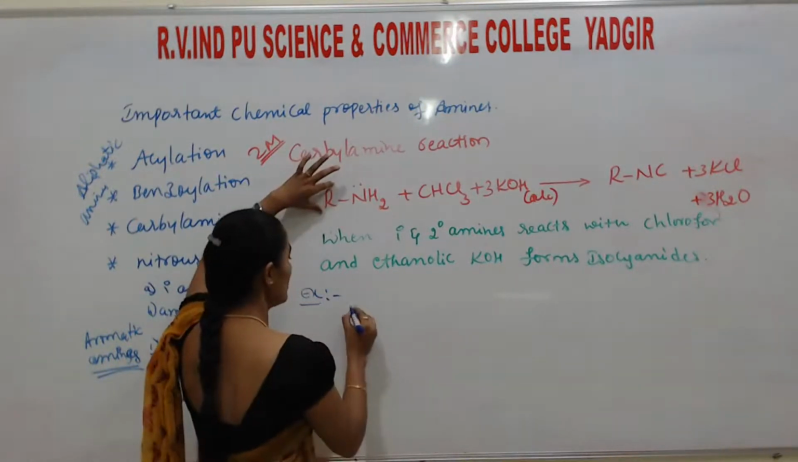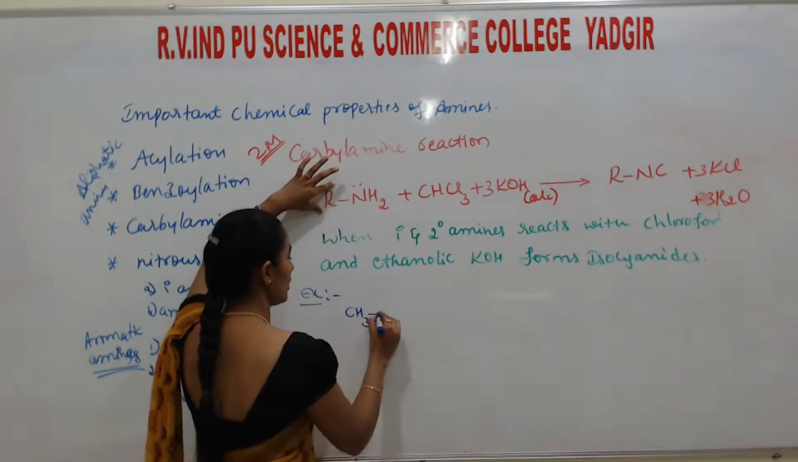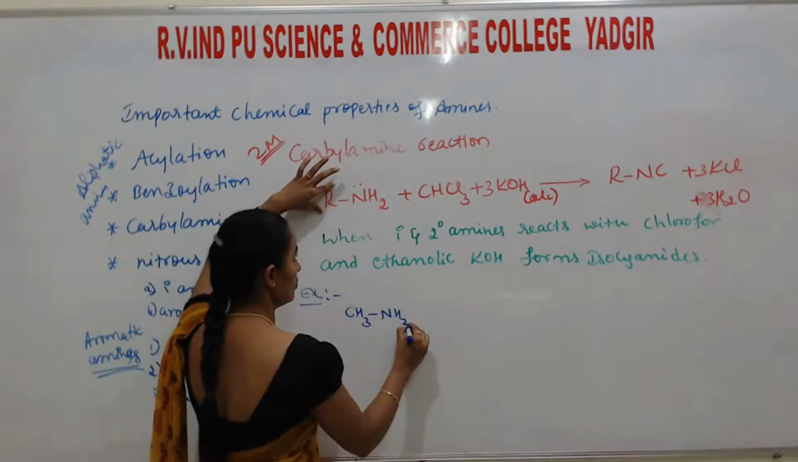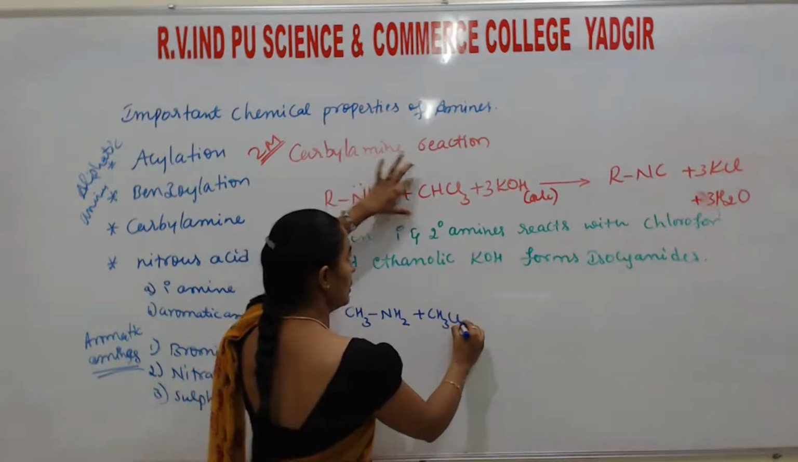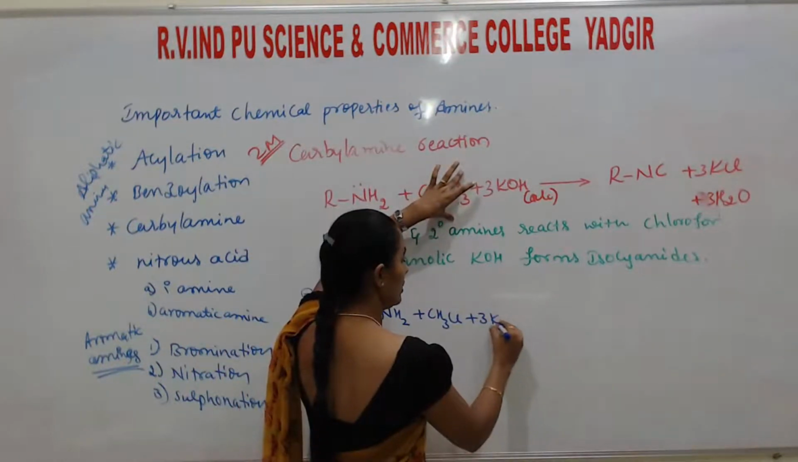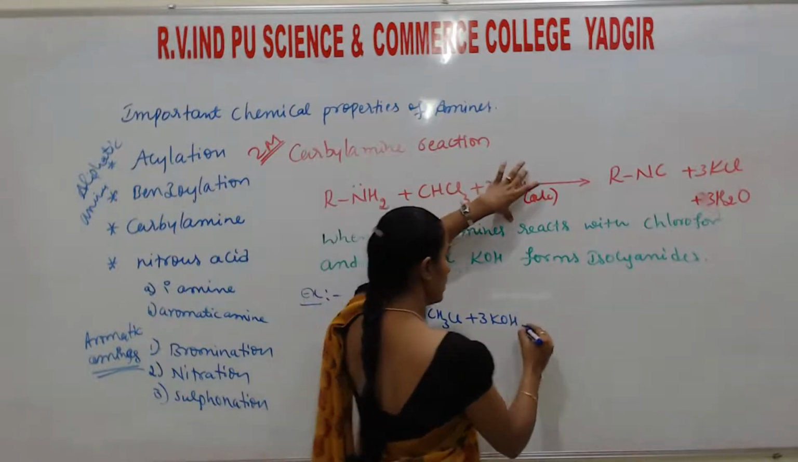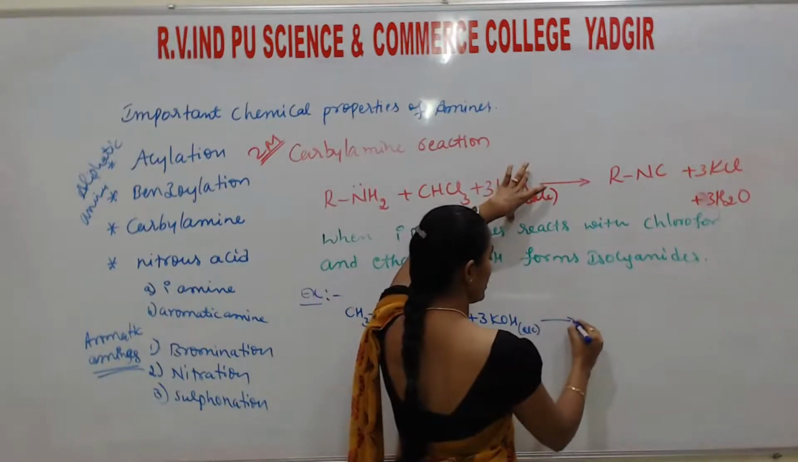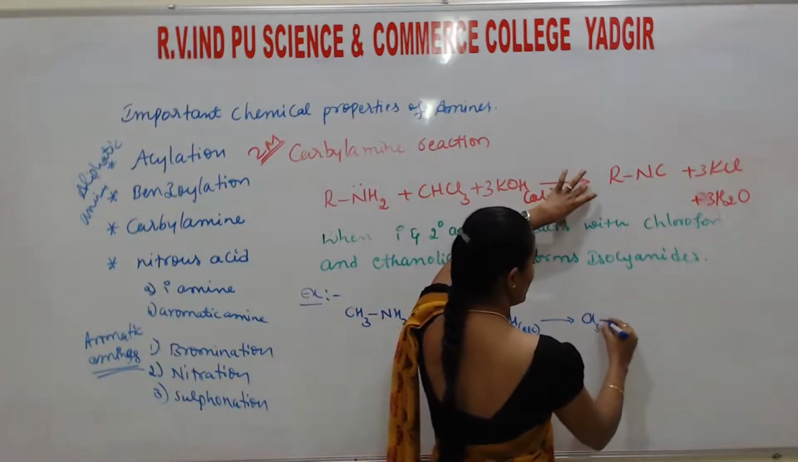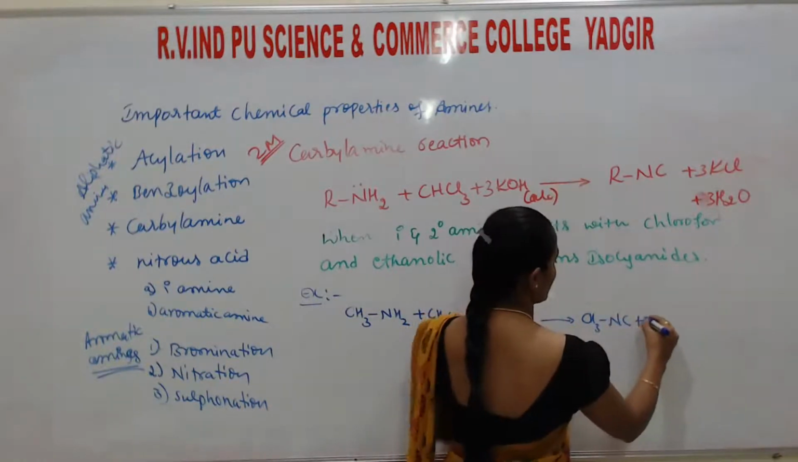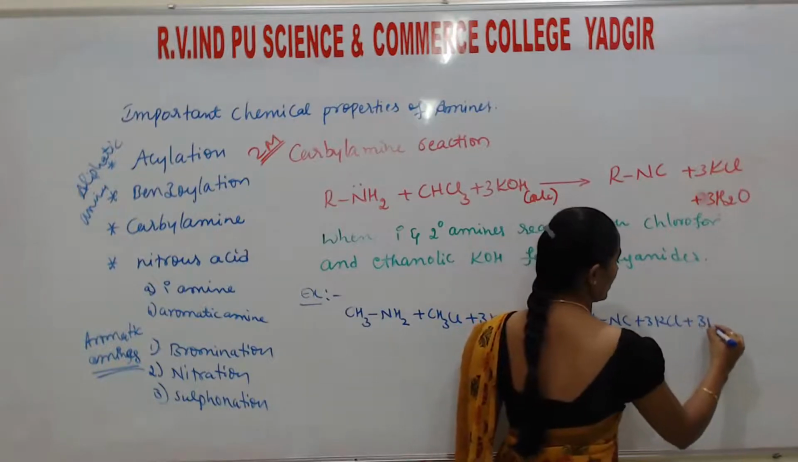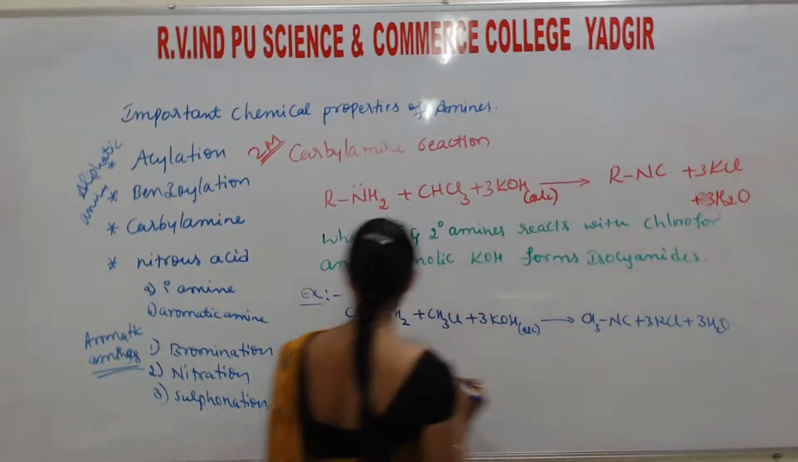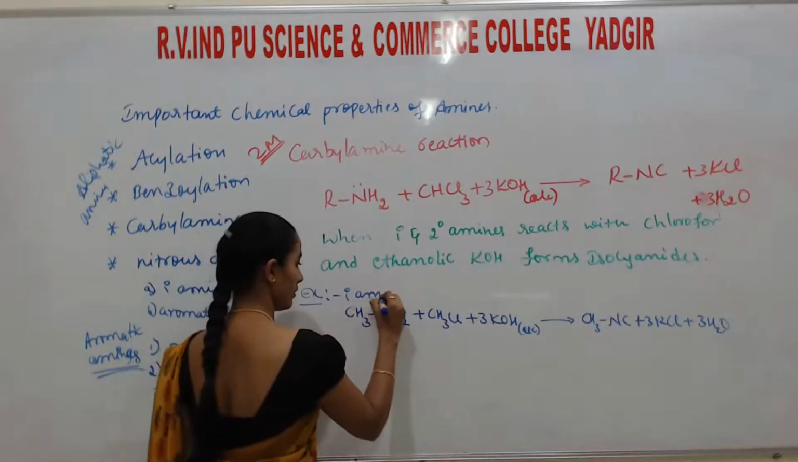So for this, if you want to write the example, here R means CH3. You take CH3 NH2 plus CHCl3 plus 3KOH, that is alcoholic, gives CH3 NC plus 3KCl plus 3H2O. This is for what? Primary amine.